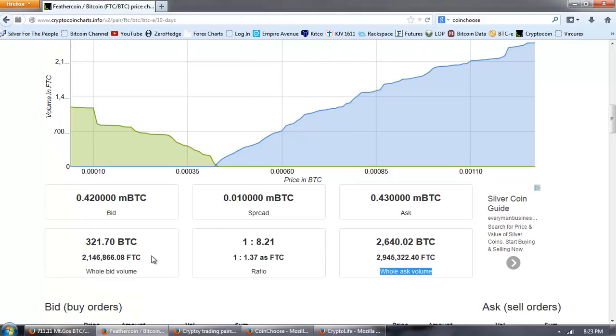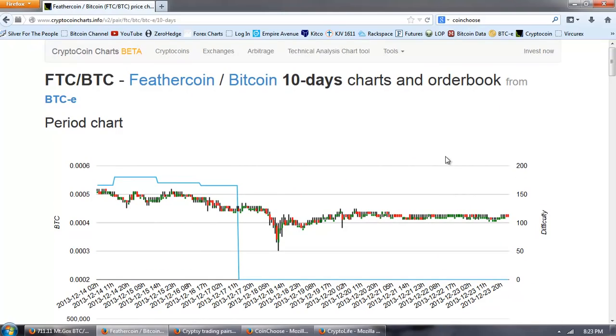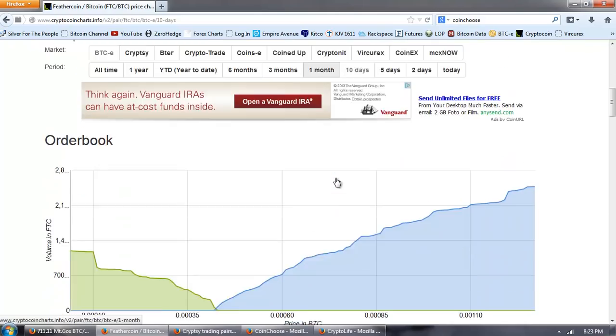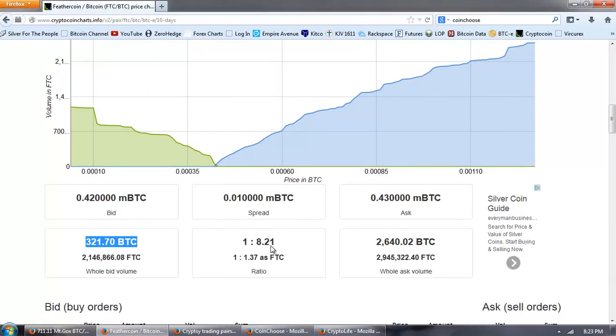And you can see a huge differential in Feathercoin and a flat price. But the huge differential here in Feathercoin, you have 321 bitcoins bidding in the order book, and you have 2,640 Bitcoin value of Feathercoins on the ask. So a big discrepancy on the number there.